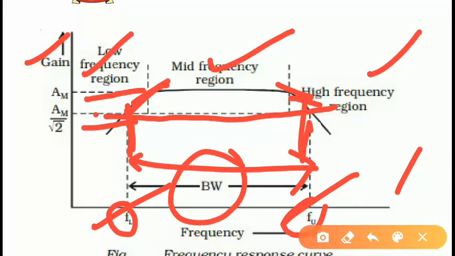So this is all about the single stage common emitter amplifier, and this completes the topic for first unit, that is bipolar junction transistor. So in the next lecture we will discuss the next unit, that is unit second.